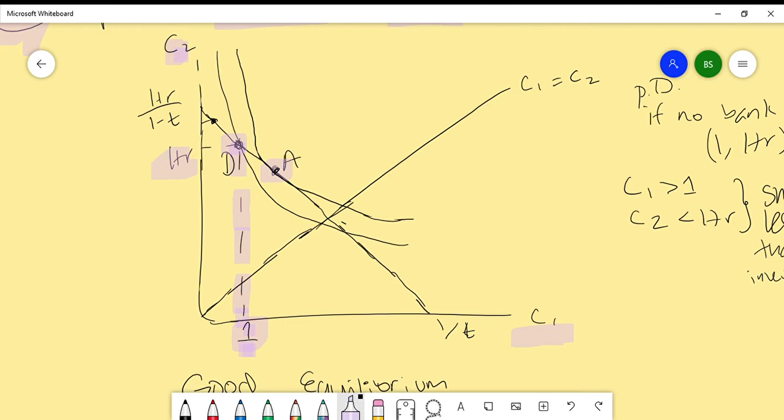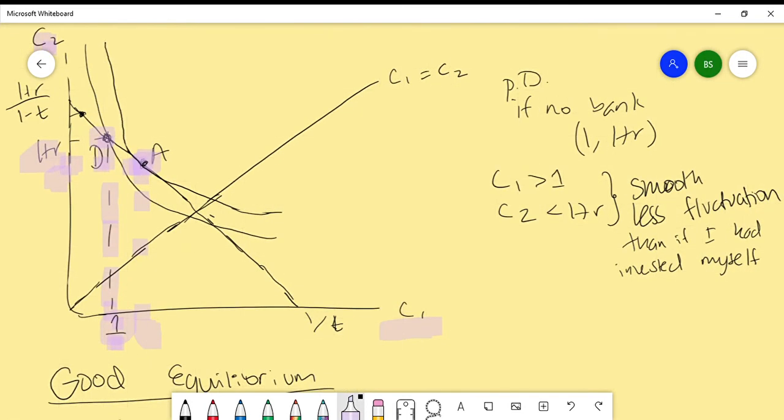deal with point A, where I get this much in period 1 and this much in period 2. And one thing that we see is that with this deal at A, our C1 is greater than 1, and our C2 is less than 1 plus r. So here's our C2, and here's our C1. So it's slightly closer to point B than D is.